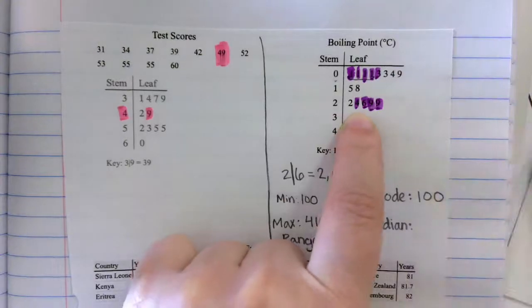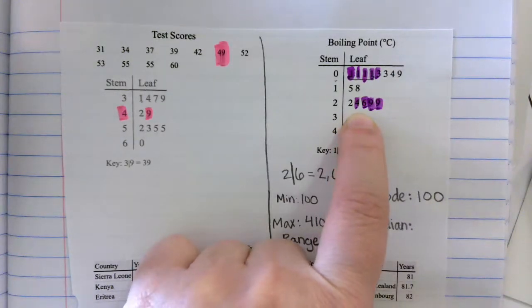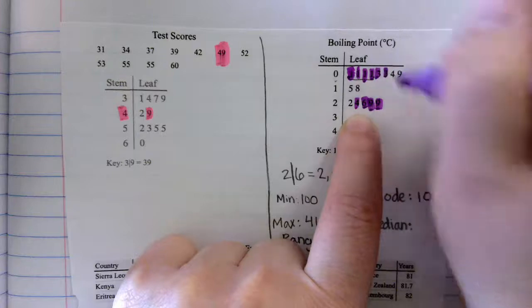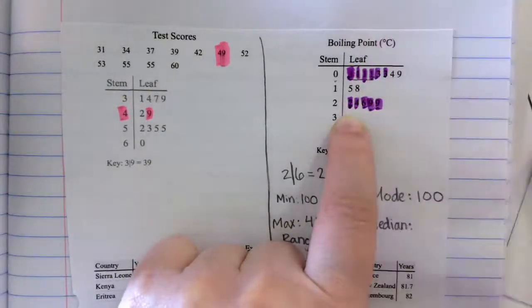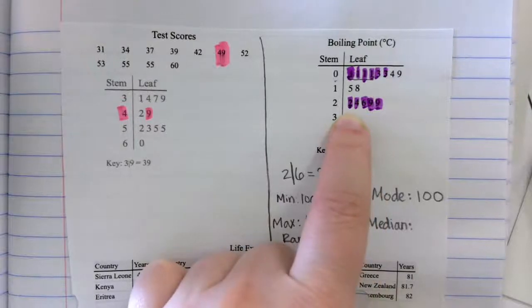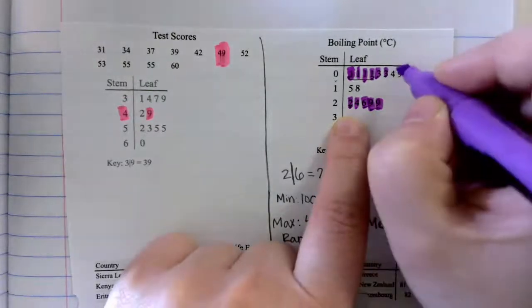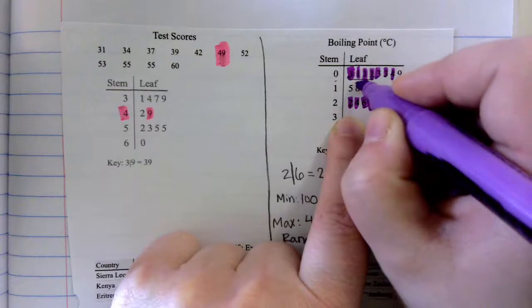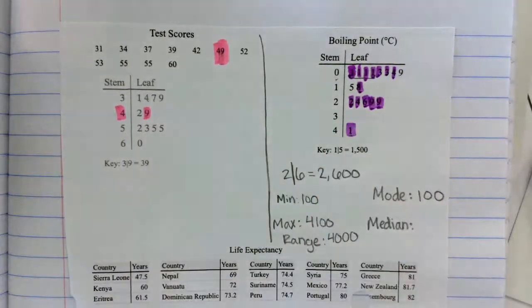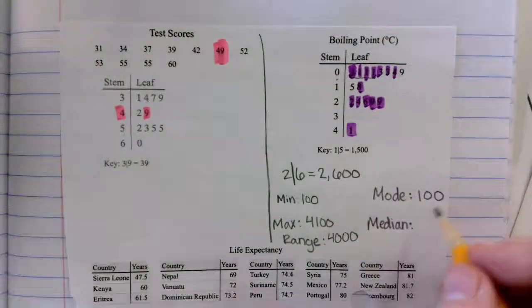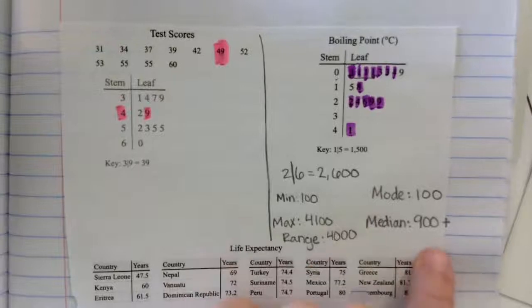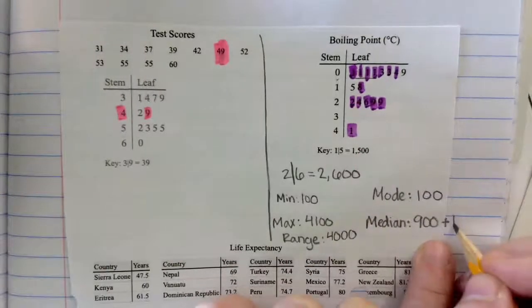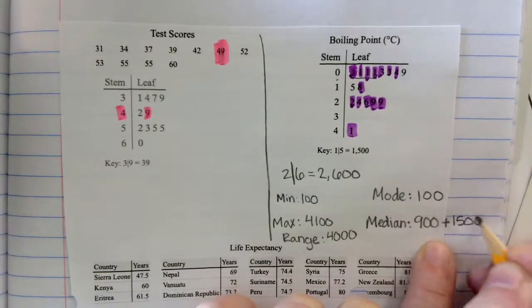So we actually have 2 numbers left in the middle. So what does that 9 represent? 900 plus, what's our other number? 1,500. And we're going to divide that by 2 when we add. Remember, when we have those 2 numbers in the middle, we add, divide by 2. What is it?